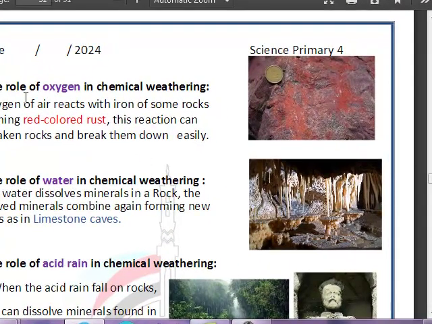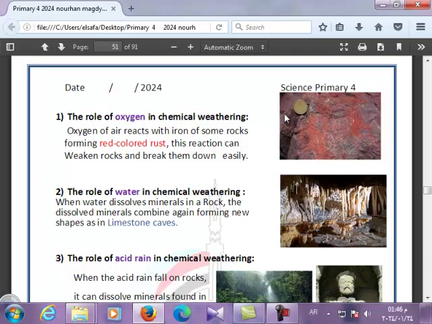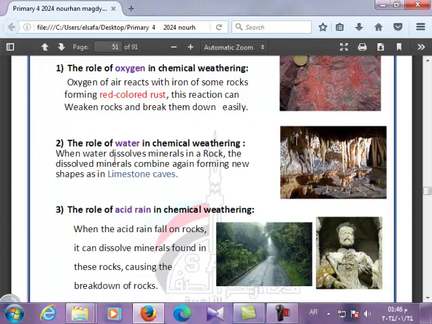Number 1, the role of oxygen in chemical weathering. Oxygen of the air reacts with iron in some rocks, forming red colored rust. This reaction can weaken rocks and break them down easily. Number 2, the role of water in chemical weathering. When water dissolves minerals in a rock, the dissolved minerals combine again, forming new shapes, as in limestone caves.